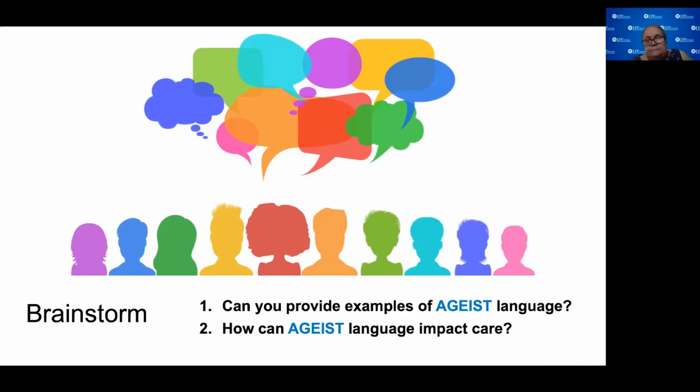Sweetie, honey. Senile, cranky, grumpy, slow. Pardon? Pin in the butt.